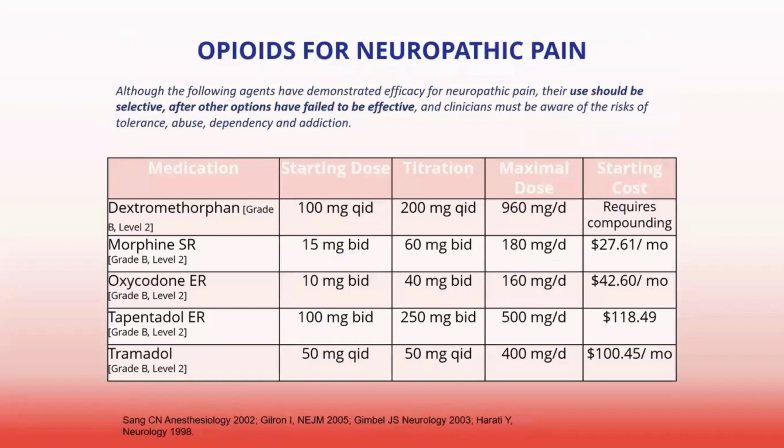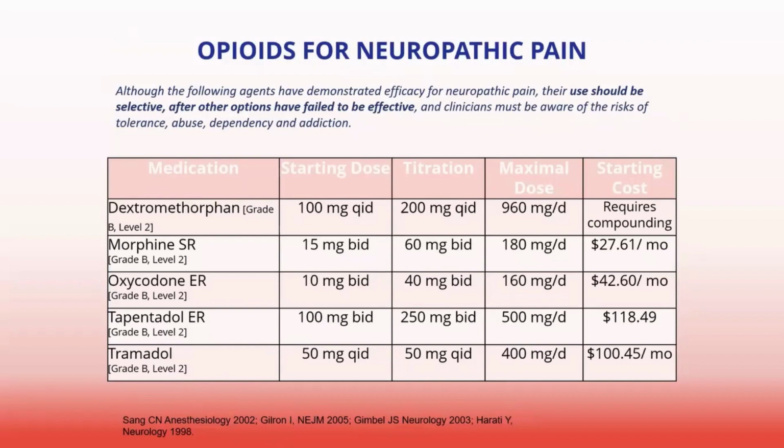The second line for treatment of diabetic neuropathic pain is owned by opioids. Several opioids can be used for treatment of resistant or refractory pain, such as morphine tablets, oxycodone, and tramadol.